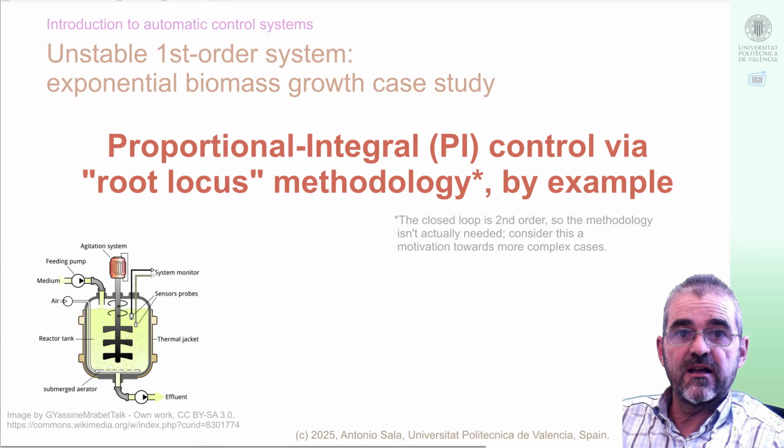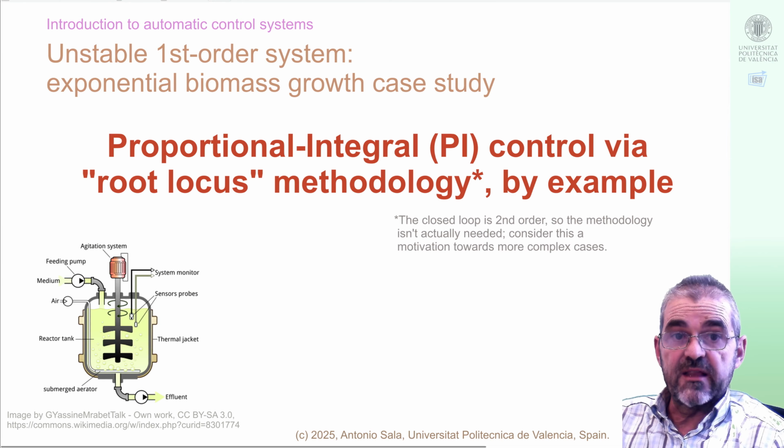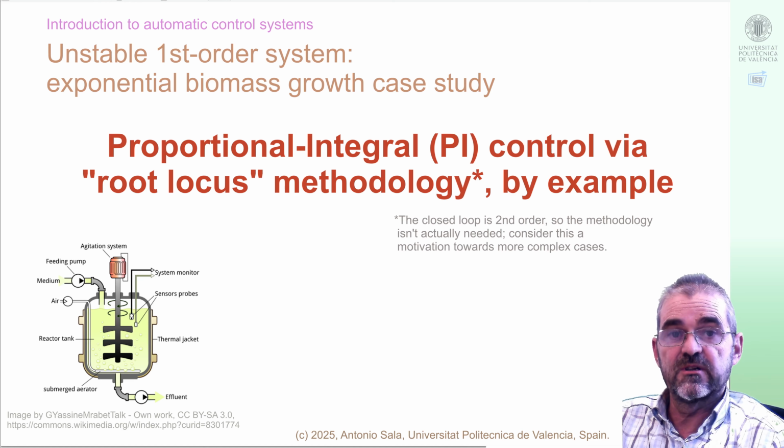Hi, I'm Antonio Sala, and in this video we are going to end the case study of the proportional integral control of a first-order unstable system, which was a very coarse model of the biomass expansion, exponential growth, inside a bioreactor. In previous videos we discussed modeling, proportional control, and proportional integral control with full theoretical detail, let's say. Here, we will discuss how to assess the performance of the control loop with the root-locus technique.